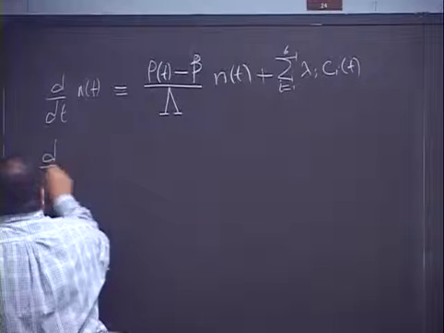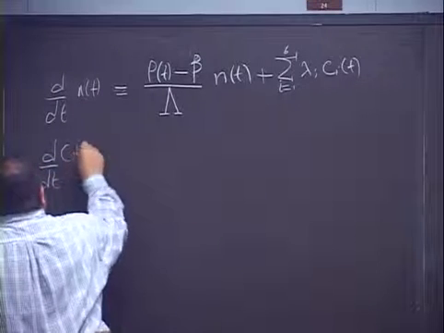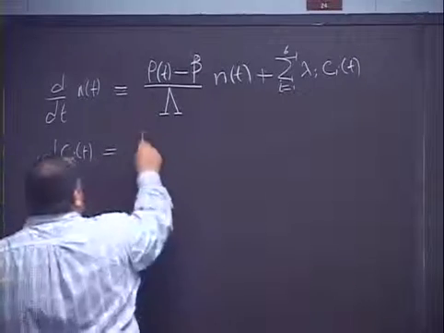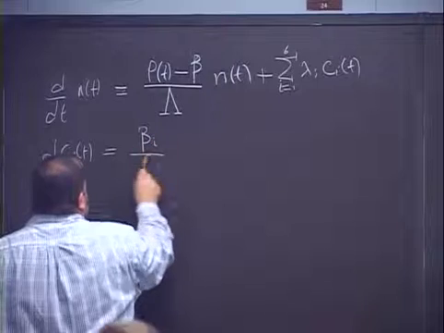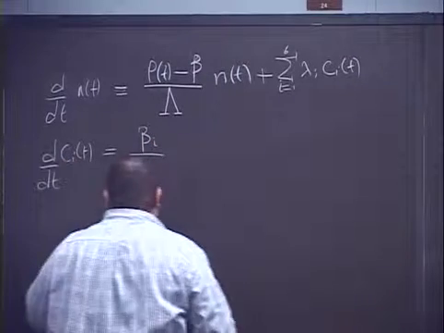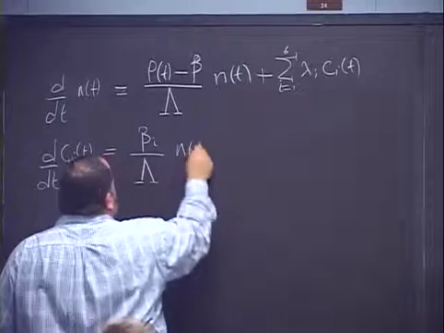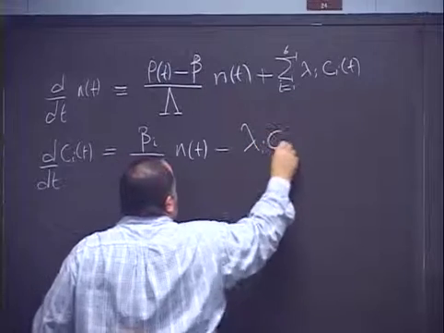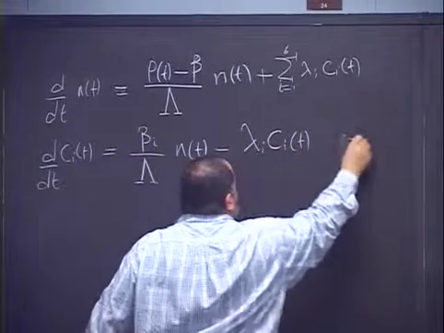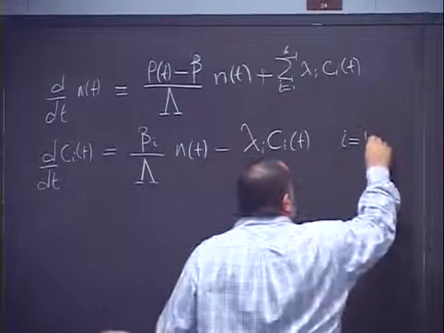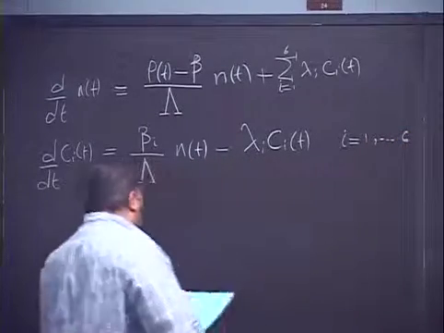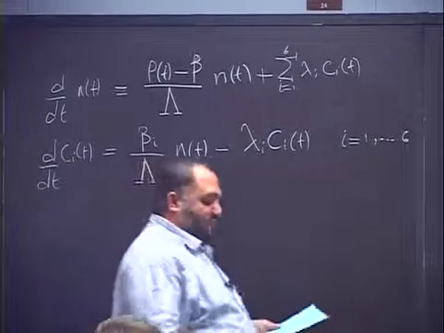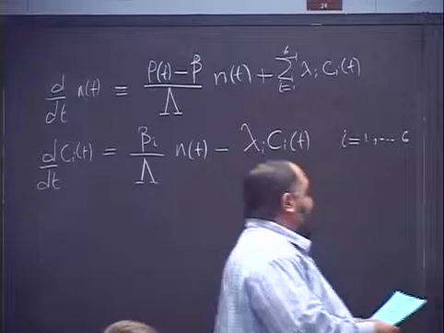Then the second equation is just d c i of t by dt equal to beta i, the delayed neutron fraction in group i, divided by gamma multiplied by n of t, minus lambda i c i of t, and this is again from i equal 1 up to 6.